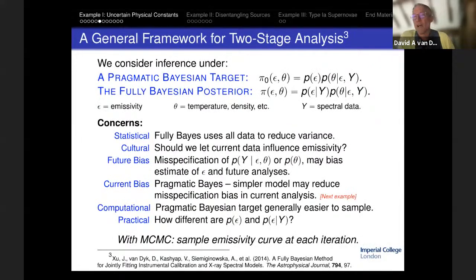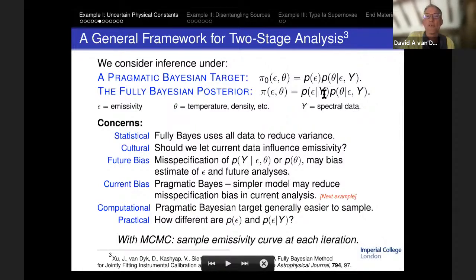So how are we going to fit this model? I want to think about two different perspectives that we might take. The first, which I have listed second here, is the fully Bayesian posterior distribution, because it's the standard thing you might do, at least if you're a statistician. So this distribution I'm calling pi, epsilon is the emissivity, theta is all the other parameters I might be interested in. And I'm going to base inference on this distribution here, which is just a factoring of the posterior distribution of the emissivity and the other parameters given y. And I factored it this way so I can make a comparison with the pragmatic Bayesian approach.